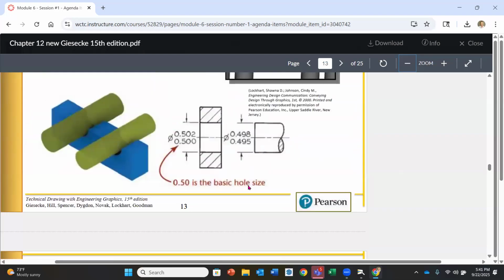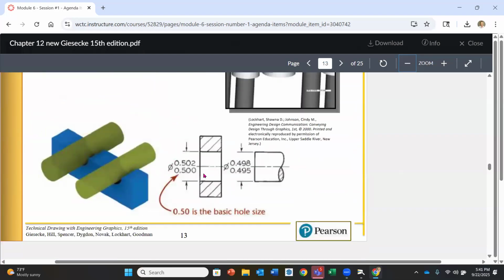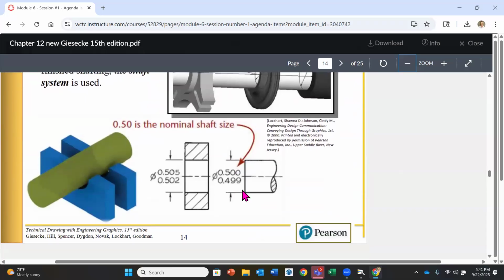Okay, this is what you are going to tend to do for the nominal size on the hole for about 90+% of what you're going to be working with. These are exceptions and special cases. Okay.